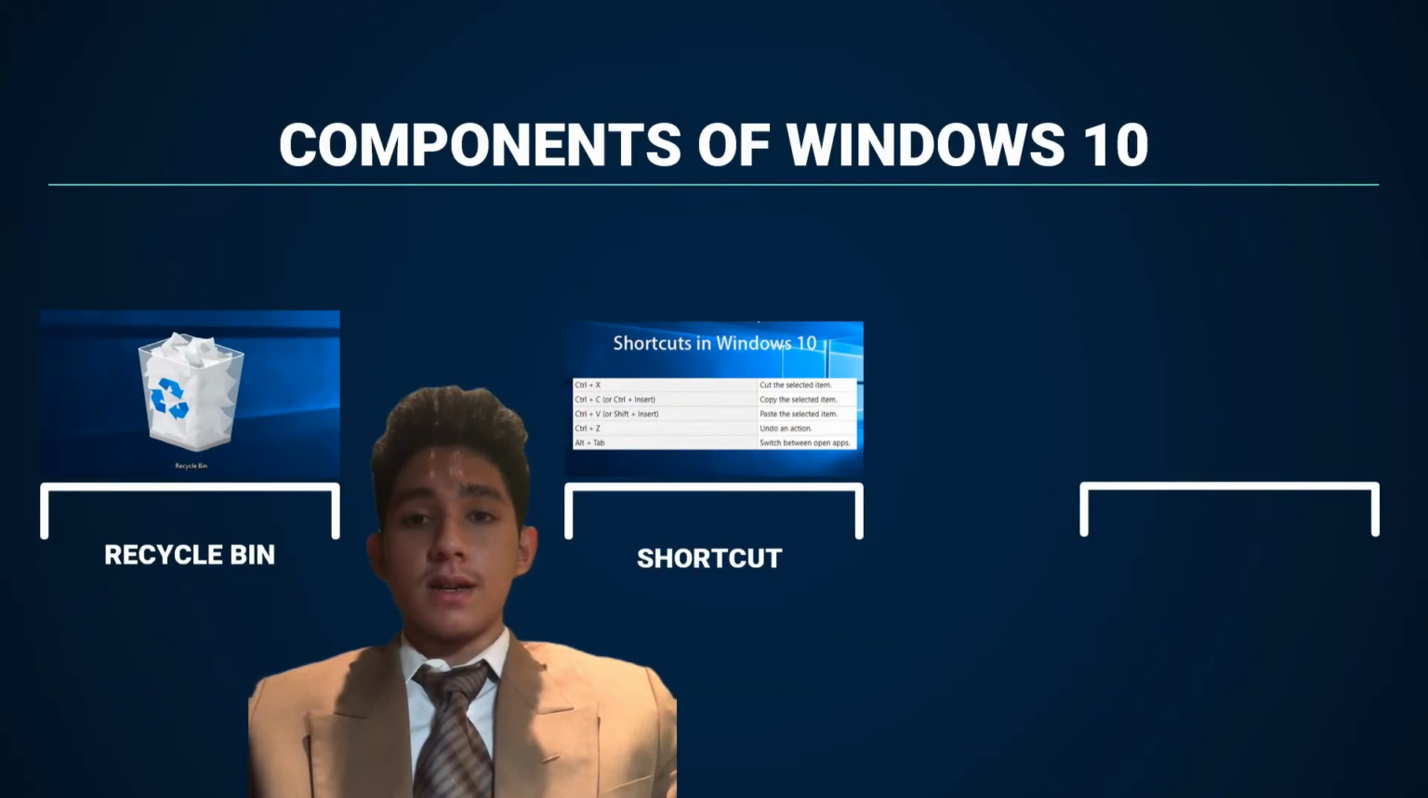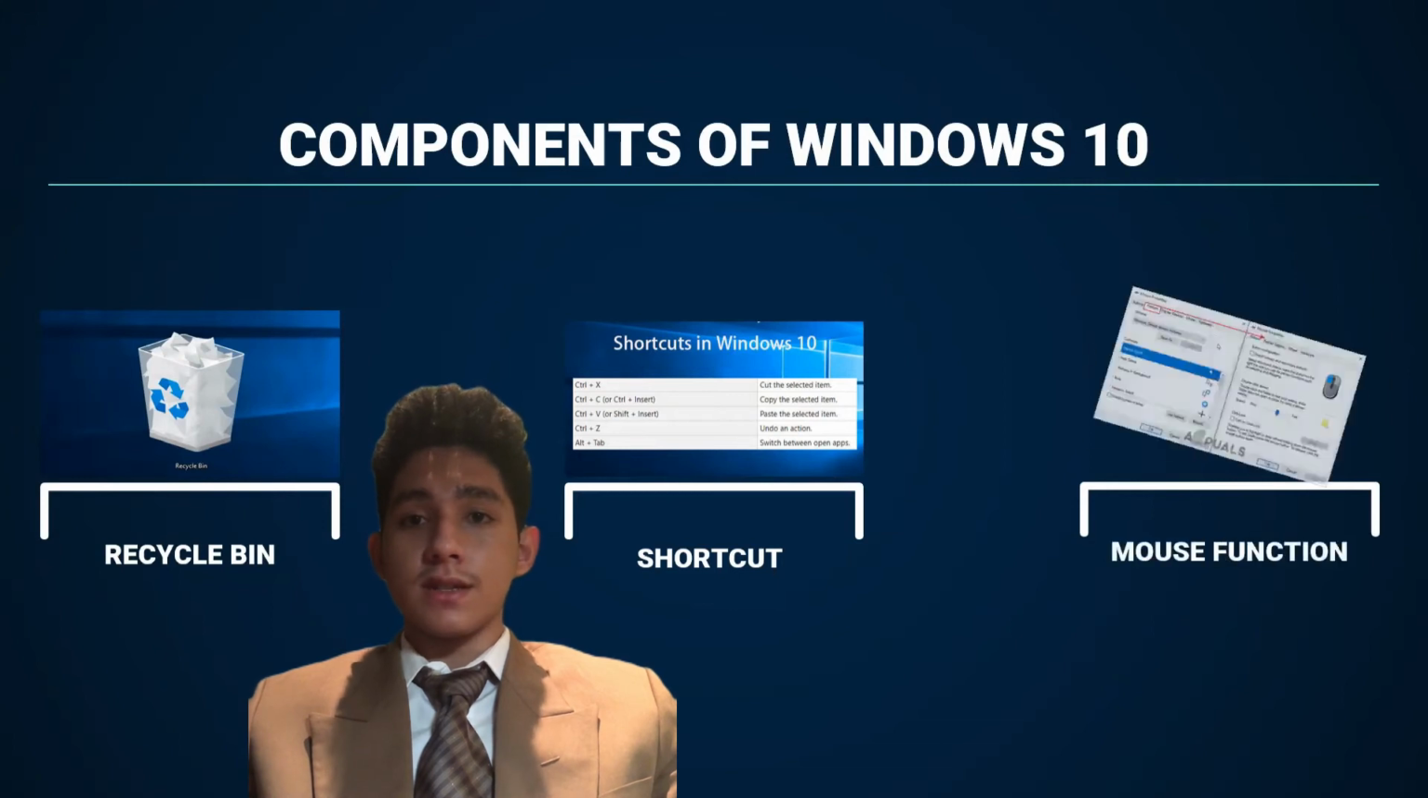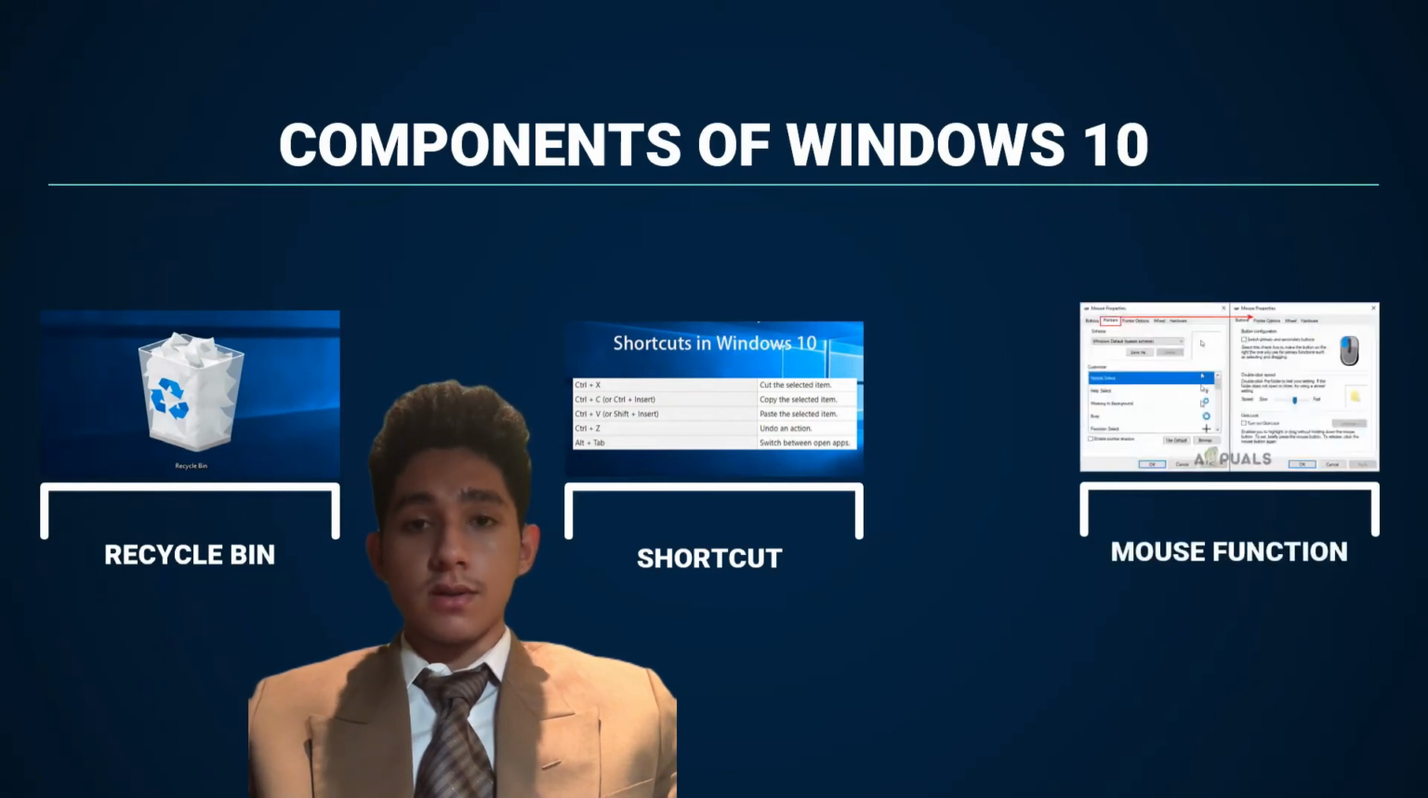Mouse is an input device which is essential in the working of a computer. It performs several important functions on Windows like scrolling and right and left clicks.